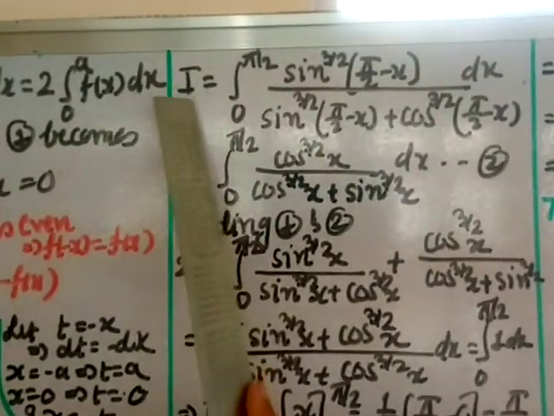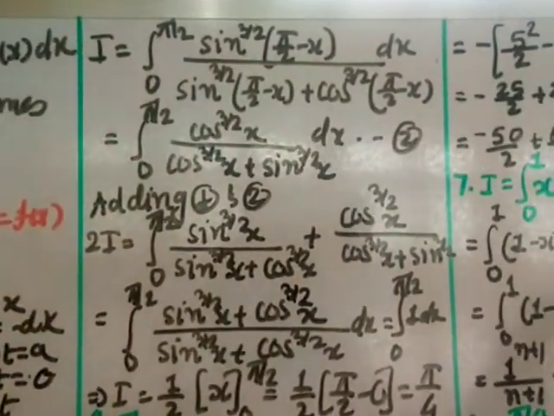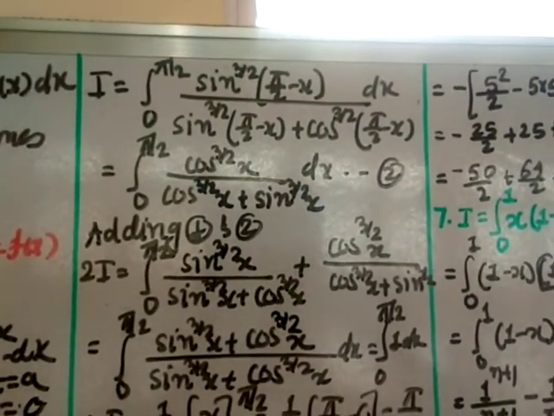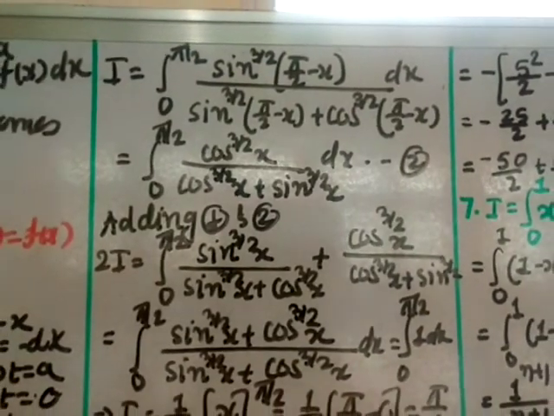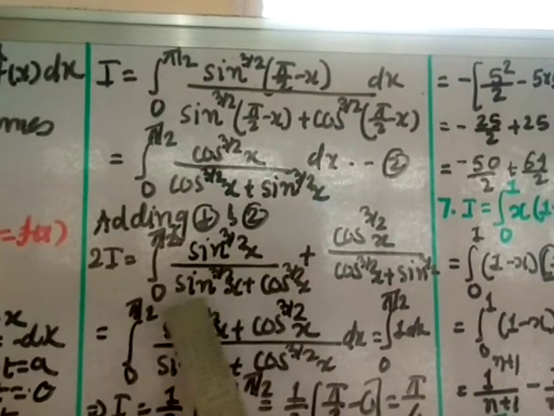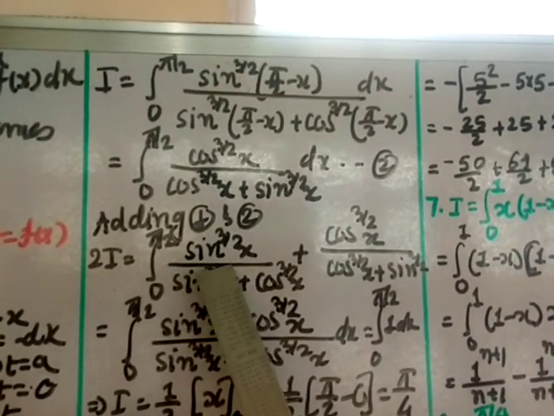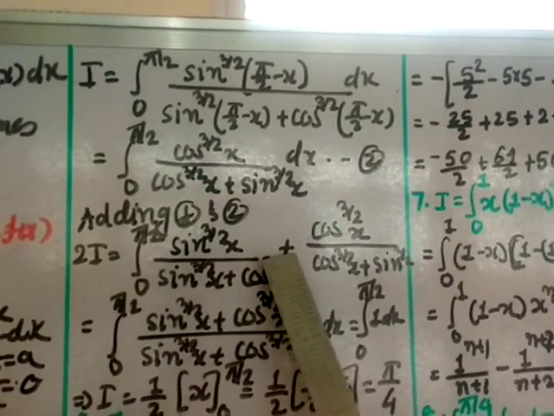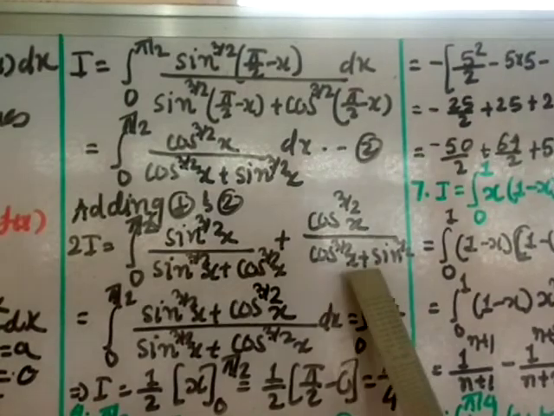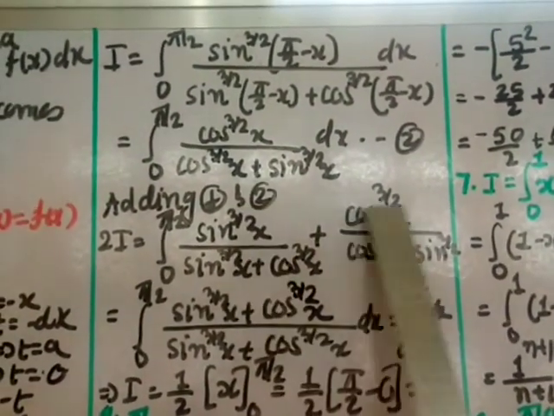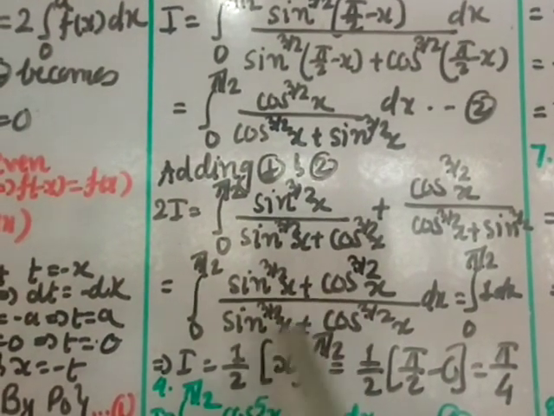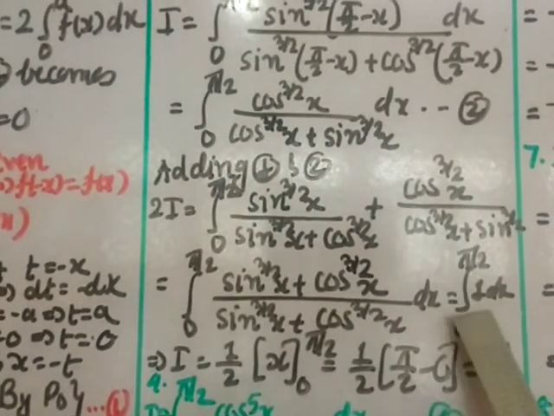So this side becomes I plus I is 2I, okay, left hand side, and right side you can just add up. First I am taking the integral common. So integral 0 to pi by 2, and this one sine power 3 by 2 x by sine 3 by 2 x plus cos 3 by 2 x, plus cos power 3 by 2 x divided by cos power 3 by 2 x plus sine 3 by 2 x. So denominator is same, add the numerator. So numerator you add, denominator as it is, but these two becomes equal, so cut, so it becomes 1. So integral 0 to pi by 2 1 dx.